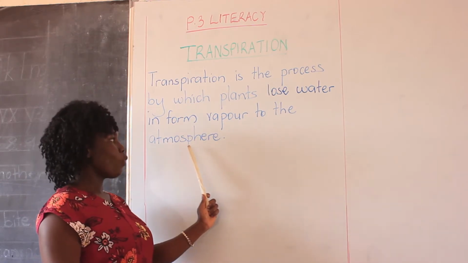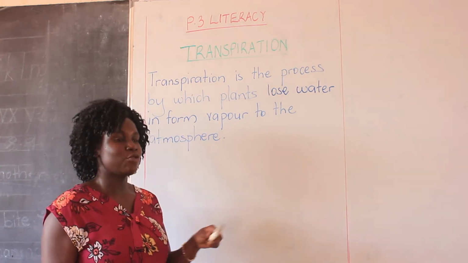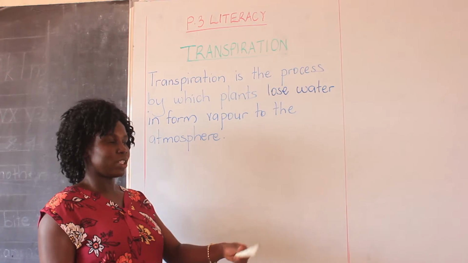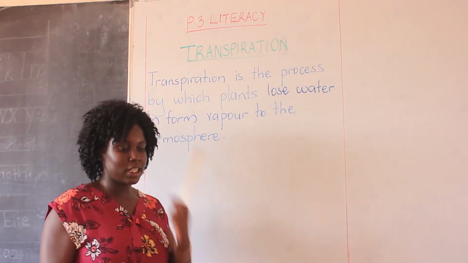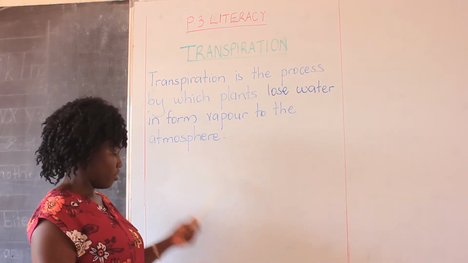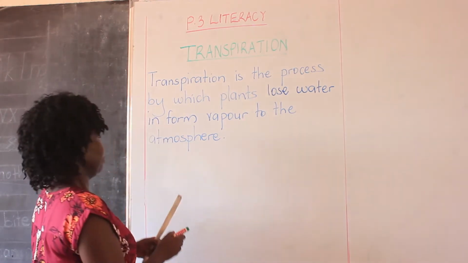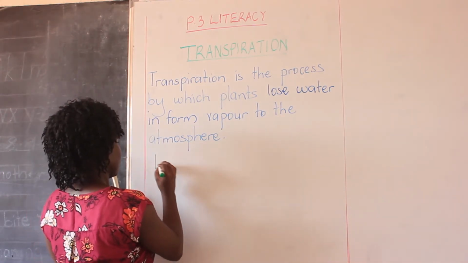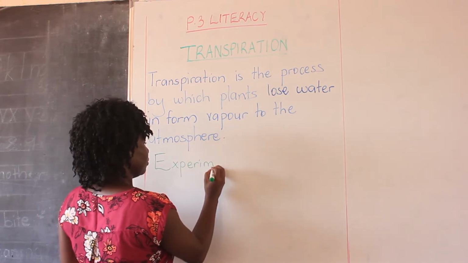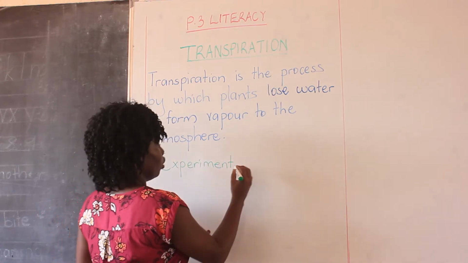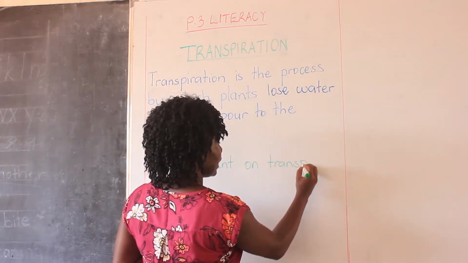Look at the word atmosphere. Now, as the sun hits the plants, they transpirate. They release water in form of vapor, and that water goes to the atmosphere. That is transpiration. Now, we are looking at an experiment on transpiration in plants.